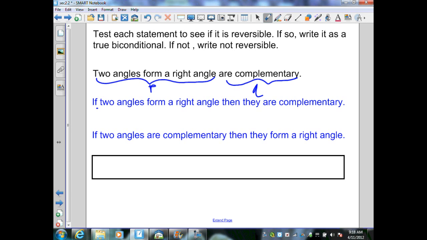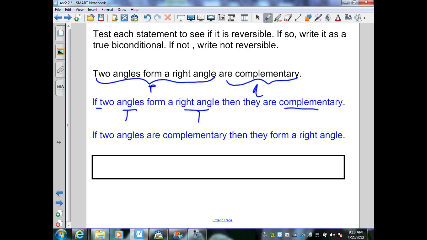Here's my first statement. If two angles form a right angle, then they are complementary. We've already talked about that. That is a good, solid definition for that. I have two angles that form a right angle. Therefore, the two angles add up to 90 degrees, and that is the definition of complementary. So this is true.